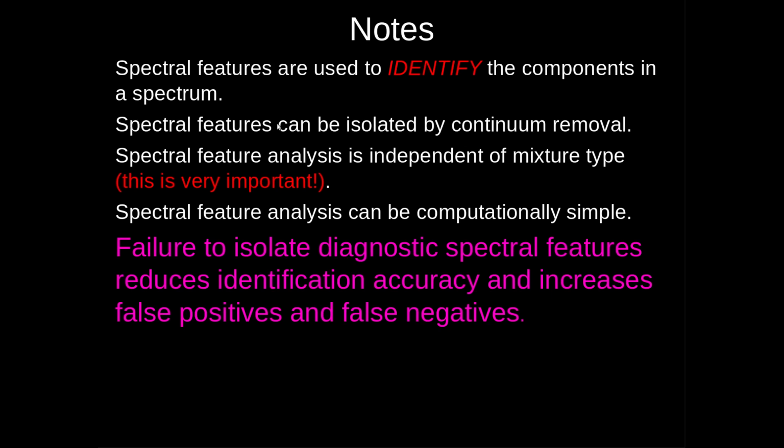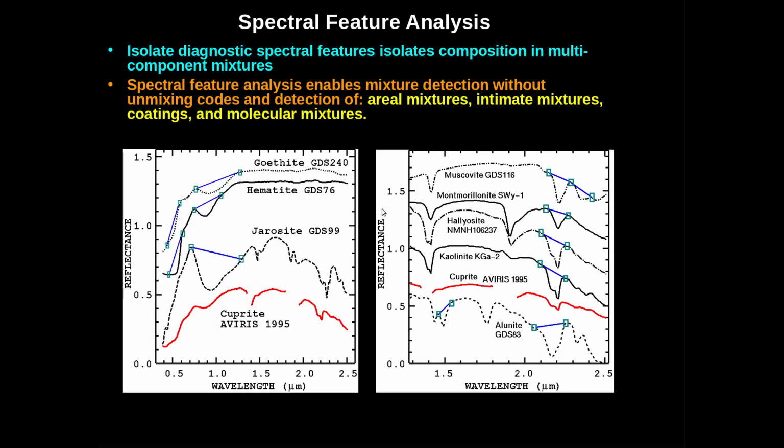We do that by isolating the feature using continuum removal, and then we do a feature analysis. And the feature analysis in many cases is independent of mixture type. And it's also very computationally simple. And I'll give examples of this. So here's spectral feature analysis.